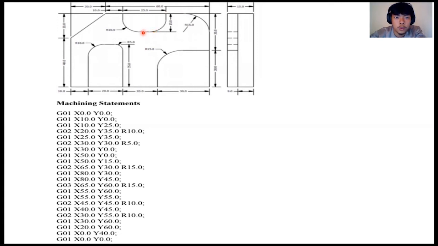And next we move to the left at this point, G01, and at this point we have G02 at X equals 30 and Y equals 55 with the radius of 10. And we move up at this point, and we move here at this point, we have X equals 20 and Y equals 60. And we move to this point, G01, and return to the last point, which is the starting point at X0, Y0.